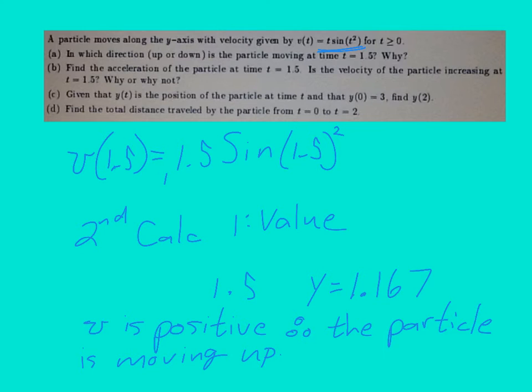Find the acceleration of the particle at time equal to 1.5. We want the acceleration of the particle. Okay, so let me just take care of some of this stuff here. Let's get rid of all of that. And let's do part B. What is the acceleration of our particle? Well, acceleration is the derivative of velocity.